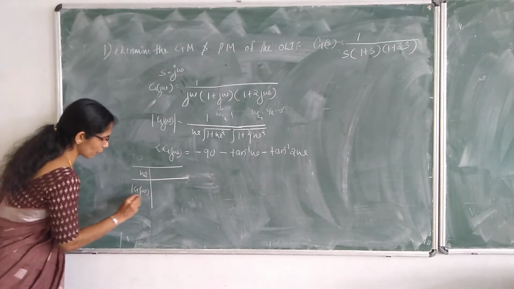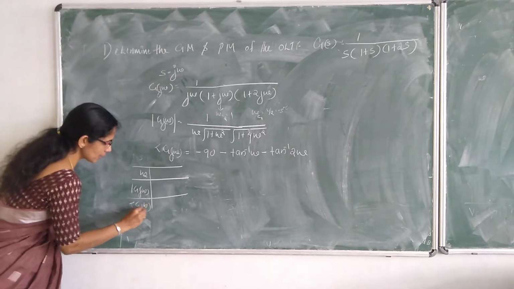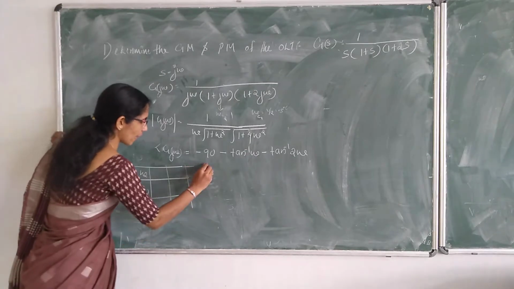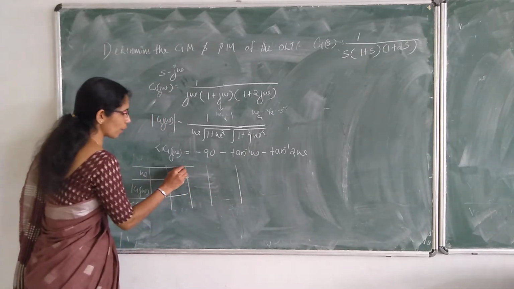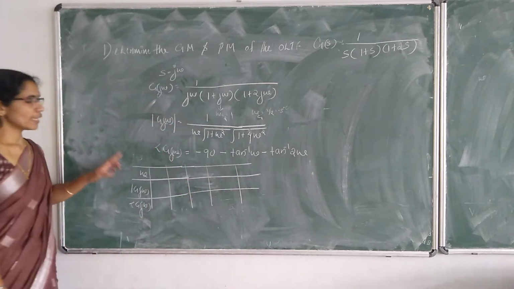So create a table with omega, magnitude of G(j omega) and angle of G(j omega). Choose the values for omega and find the corresponding magnitude and angle of G(j omega) for those frequencies.